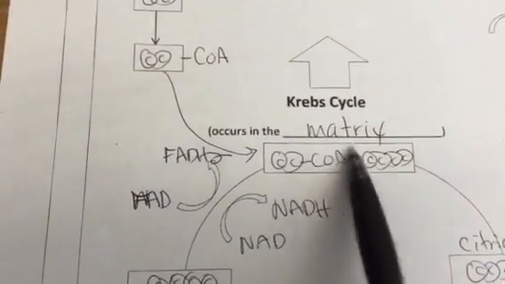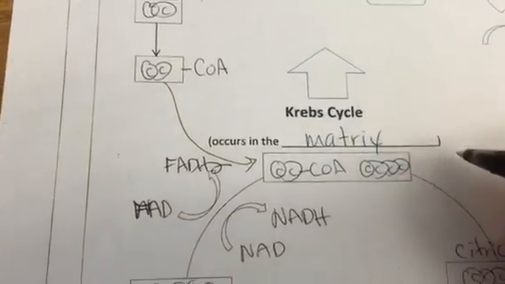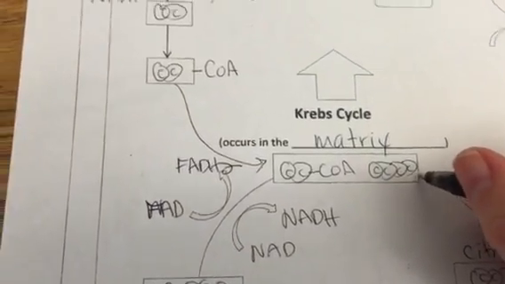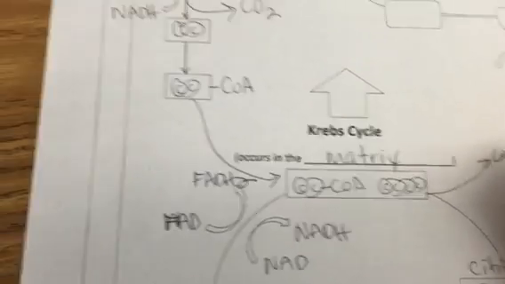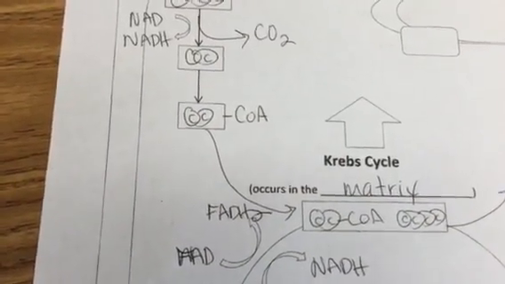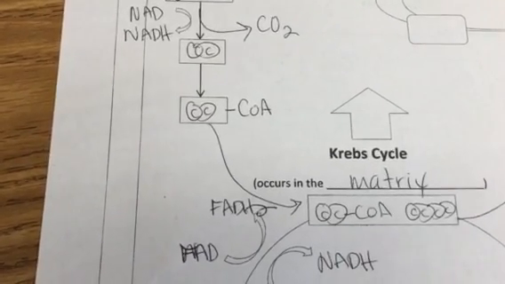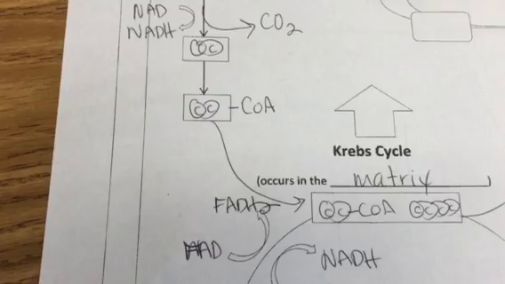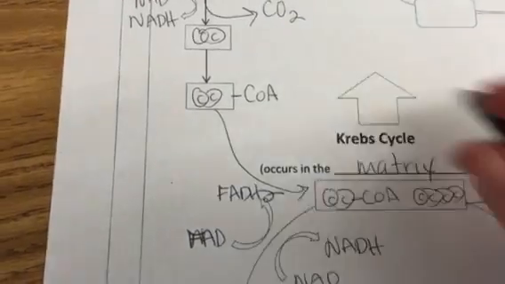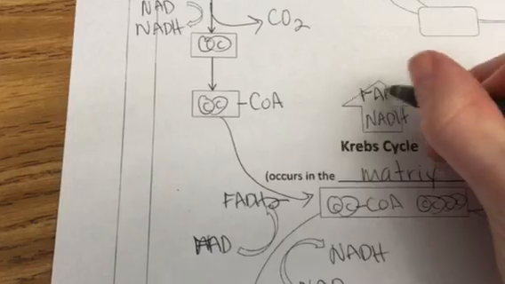One thing I forgot to mention earlier: this CoA, after it ushers that 2-carbon molecule in and helps attach it to the 4-carbon molecule that's already existing, will leave, and of course it's free to go back around and pick up more 2-carbon molecules to usher in. So that's the end of the Krebs cycle. The whole idea was for us to make energy carriers. And they're going to move on. Our NADH and our FADH2 move on.